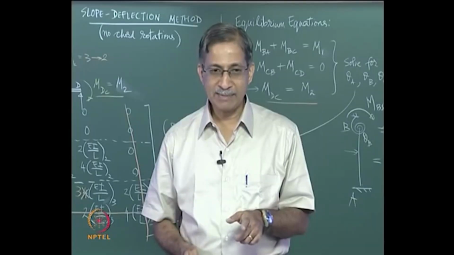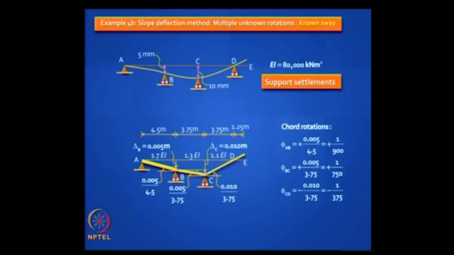I will conclude this by showing you what to do when you have a sway type problem. If you have a sway type problem, you have to find the chord rotations. If delta B is 5 mm and delta C is 10 mm, your AB rotates clockwise, your BC rotates clockwise and your CD rotates anti-clockwise. You should first work out these known chord rotations. Then the rest is simple.